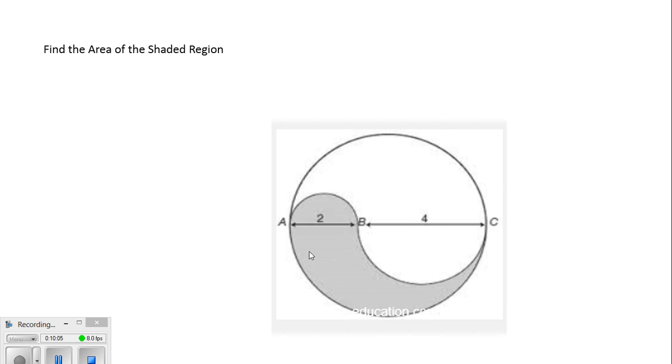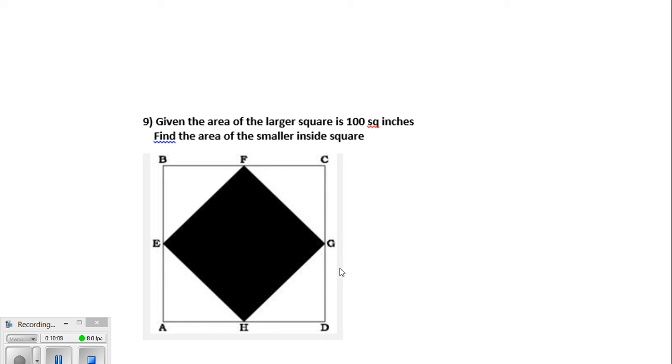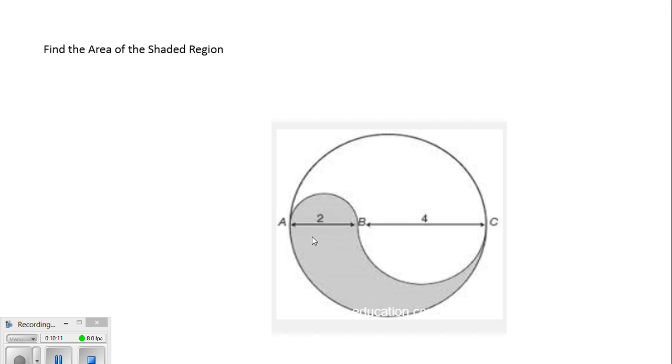So if we start off with the all-inclusive circle, the circle of radius 3, we could say that it has an area of 9 pi. But then what we want to take away from that is this semicircle down here, whose radius is 4, and then we want to add to that this semicircle, whose radius is 1.